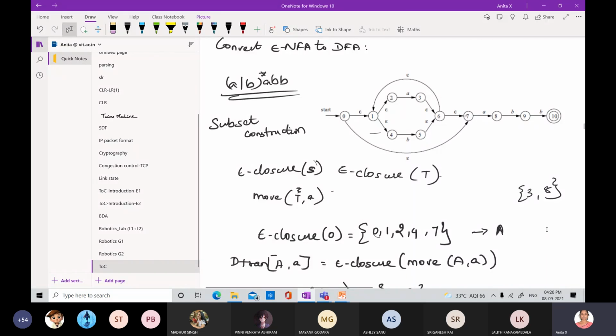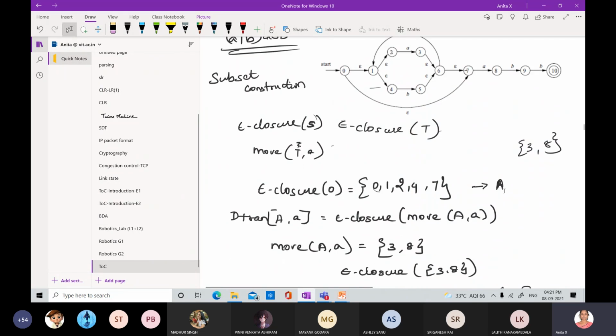This is a new set. Let me name that set. This is the start state of your DFA. We started with epsilon closure of 0, which is the start state for our NFA. On finding the epsilon closure of 0, we got this set. This set is going to be named as A, which is the start state of your DFA.